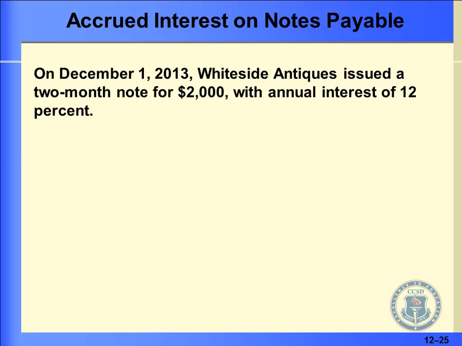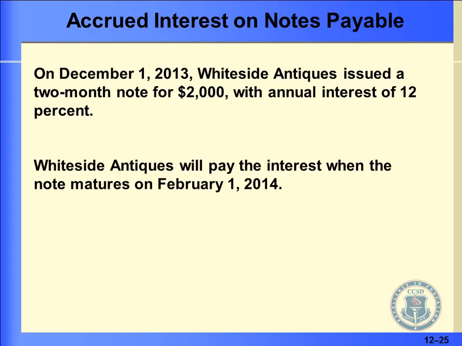Any kind of accrued interest on a notes payable. A notes payable is money that we owe to someone. All right, so that's money that we owe. We are going to go ahead and issue a 2-month note for $2,000 at the annual interest rate of 12%. White-sided Antiques will pay interest when the note matures on February 1st, so we have 2 months of interest.